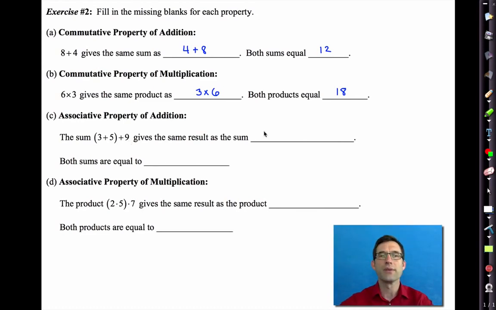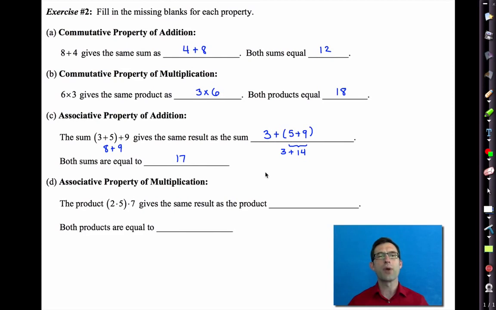The associative property says, hey, look, I got 3 numbers. I can add any 2 of them I want first, right? Think about this for a moment. If I do this, I get 3 plus 5, which is 8. Then I add 9, and I get 17. On the other hand, if I add 5 plus 9 first, I'll get 14. Add 3, I also get 17.